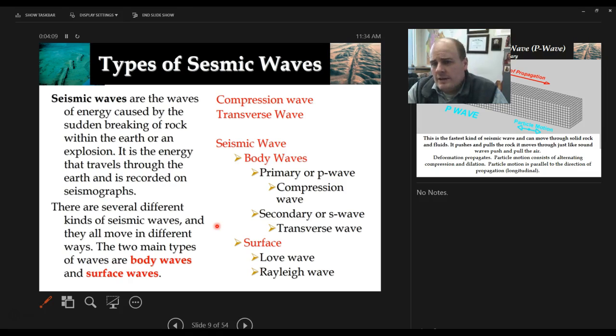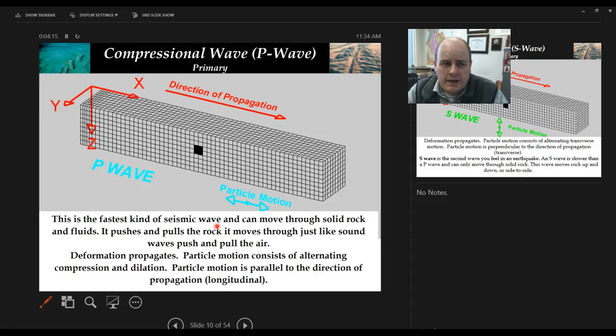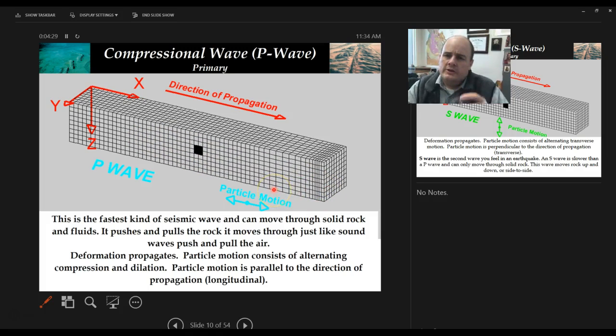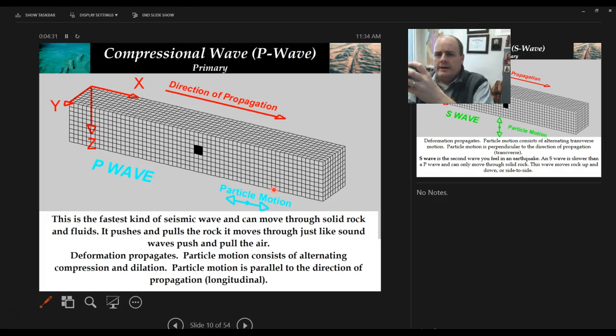Now surface waves, like I said, are on the surface, and I'll show you some examples of these. A Love wave and a Rayleigh wave are two different types of them. So this is your compression wave. Notice as it goes through, it compresses the material and then stretches it out. Let's watch it again. Watch this black box right here as it goes through. It gets compressed, pulled apart. It goes together and then apart, together and apart, and it just moves through the whole system. So it's the fastest kind of seismic wave.